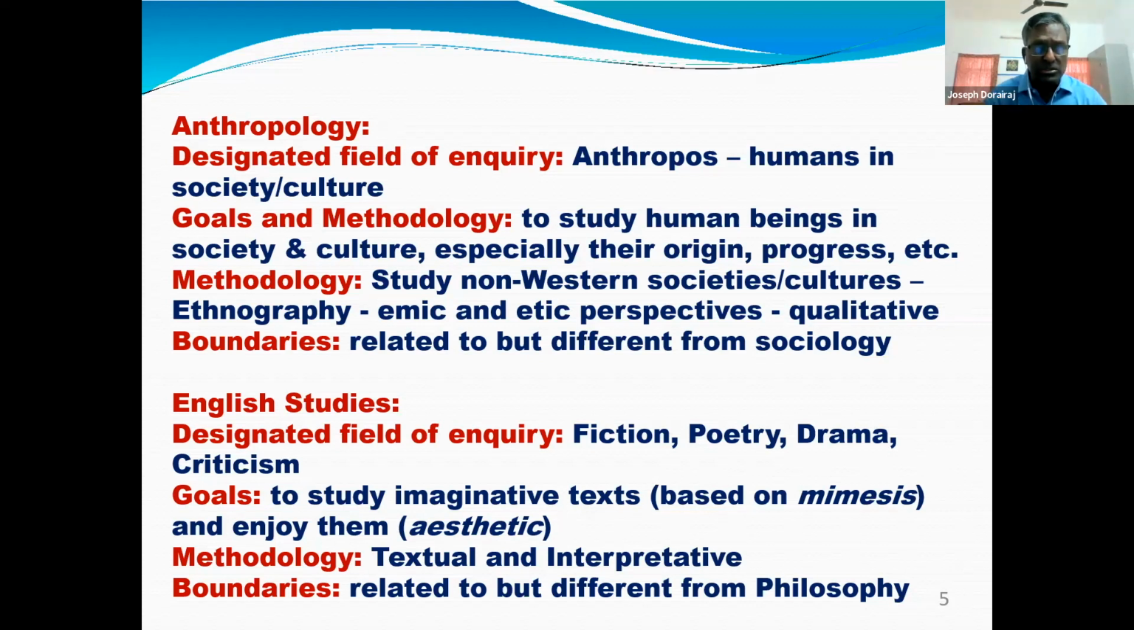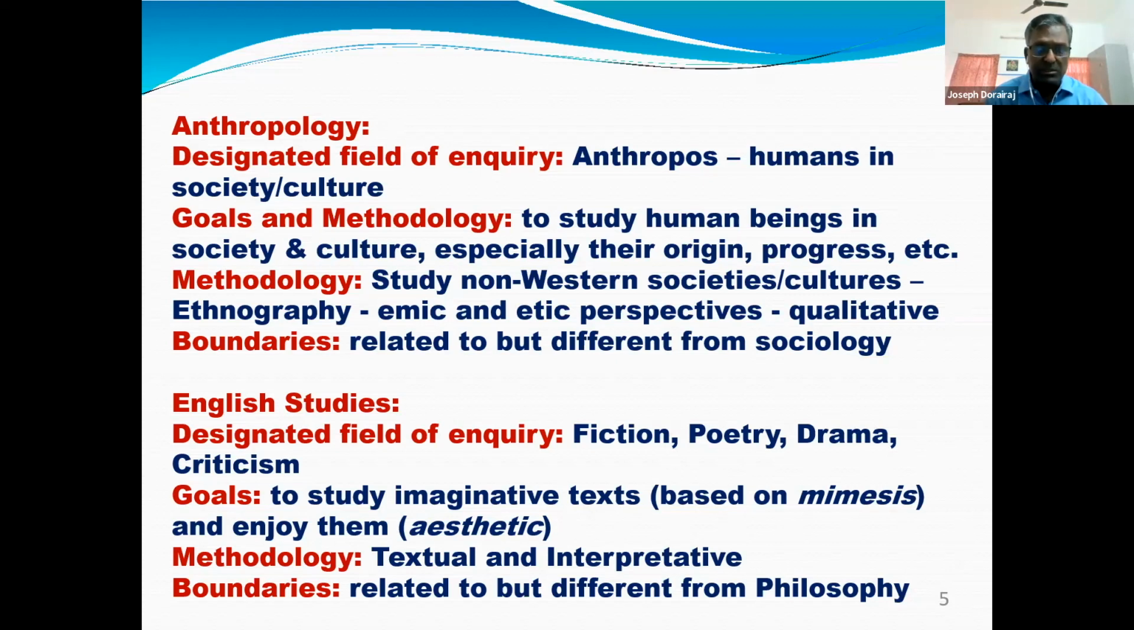And what are the goals of English studies? The goal is that it studies imaginative texts. And in this context, I would like to talk about mimesis, which is a Greek word translated into English as imitation. So this is how Plato and Aristotle define art: art as imitation, art as mimesis. And when you read a novel, or a poem, or a short story, what happens to you? It provides you enjoyment, aesthetic enjoyment.